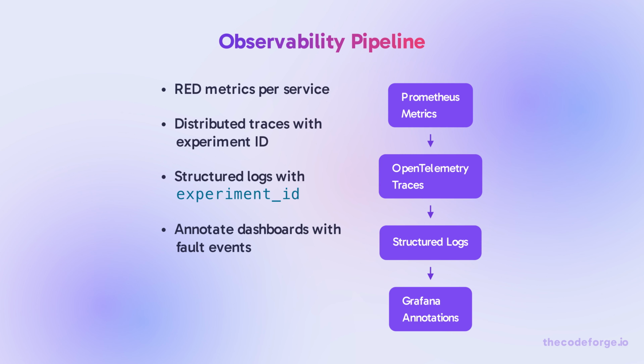Running a chaos experiment without observability is like flying without instruments. You need Prometheus for RED metrics, OpenTelemetry for distributed traces, and structured logs with an experiment ID field. Annotate your Grafana dashboards with fault start and end times so every chart is self-documenting.